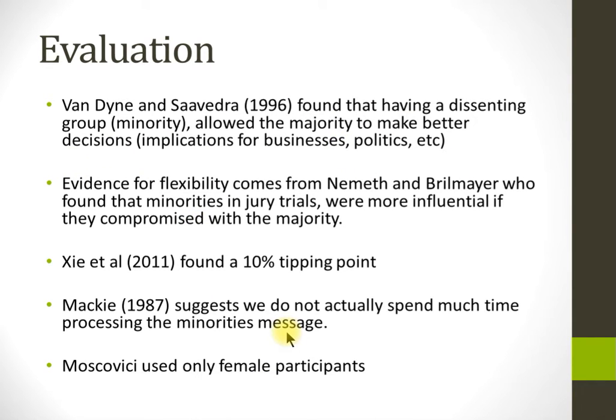Evidence for flexibility comes from Nemeth and Brillmeyer. They found that in mock jury trials, the minority were more influenced if they demonstrated a willingness to compromise with the majority. Z et al. 2011 found that you could tip the minority to the majority with a percentage of just 10%.